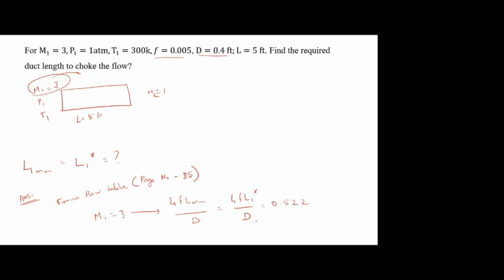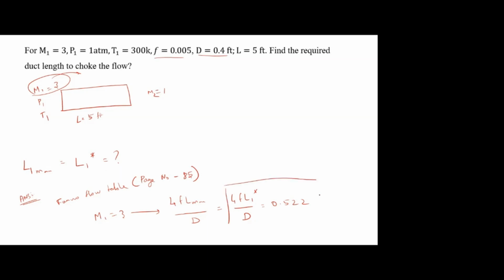That means this may be L. What they are asking, how to denote that choked length? L max, that is L1 max. Because we have to choke this M1, we have to convert this M1 to 1. So L1 max, that we used to denote as L1 star. Here how to find it? Of 4fL1 star by D.